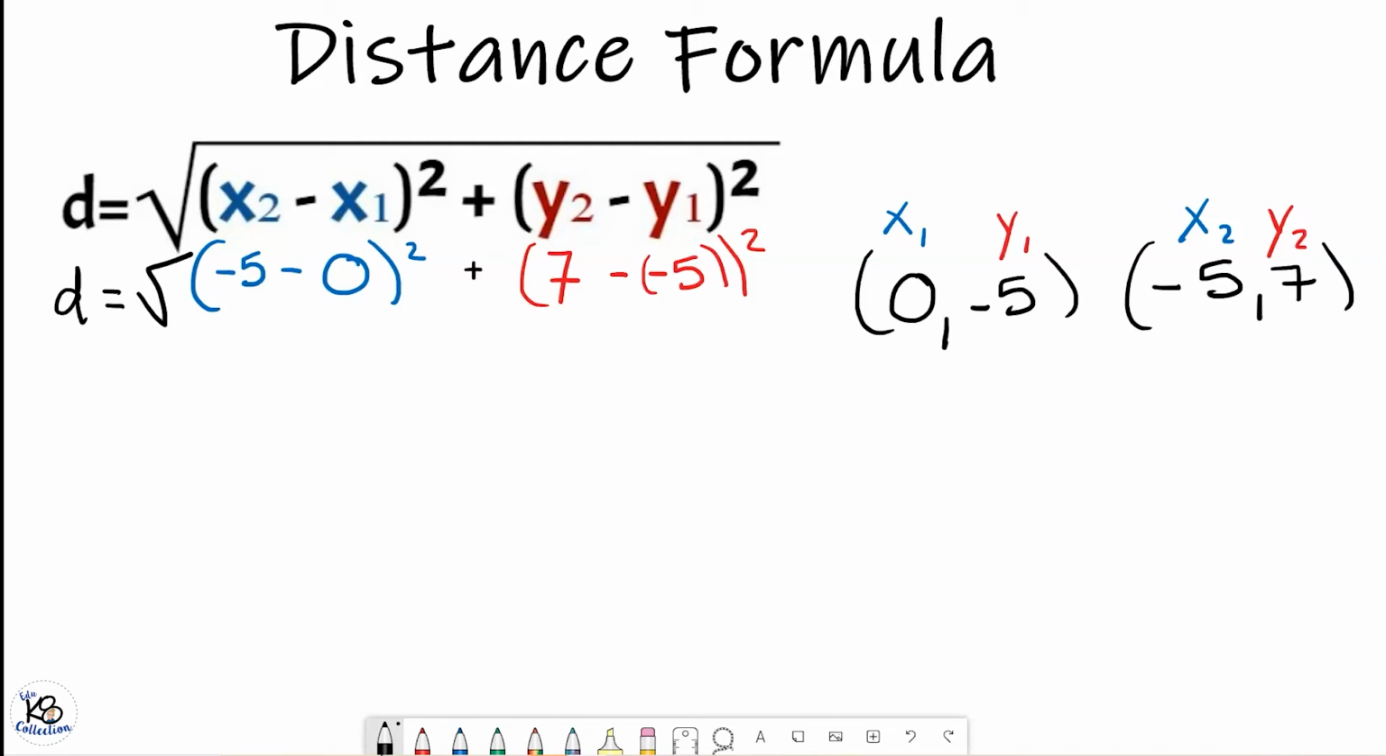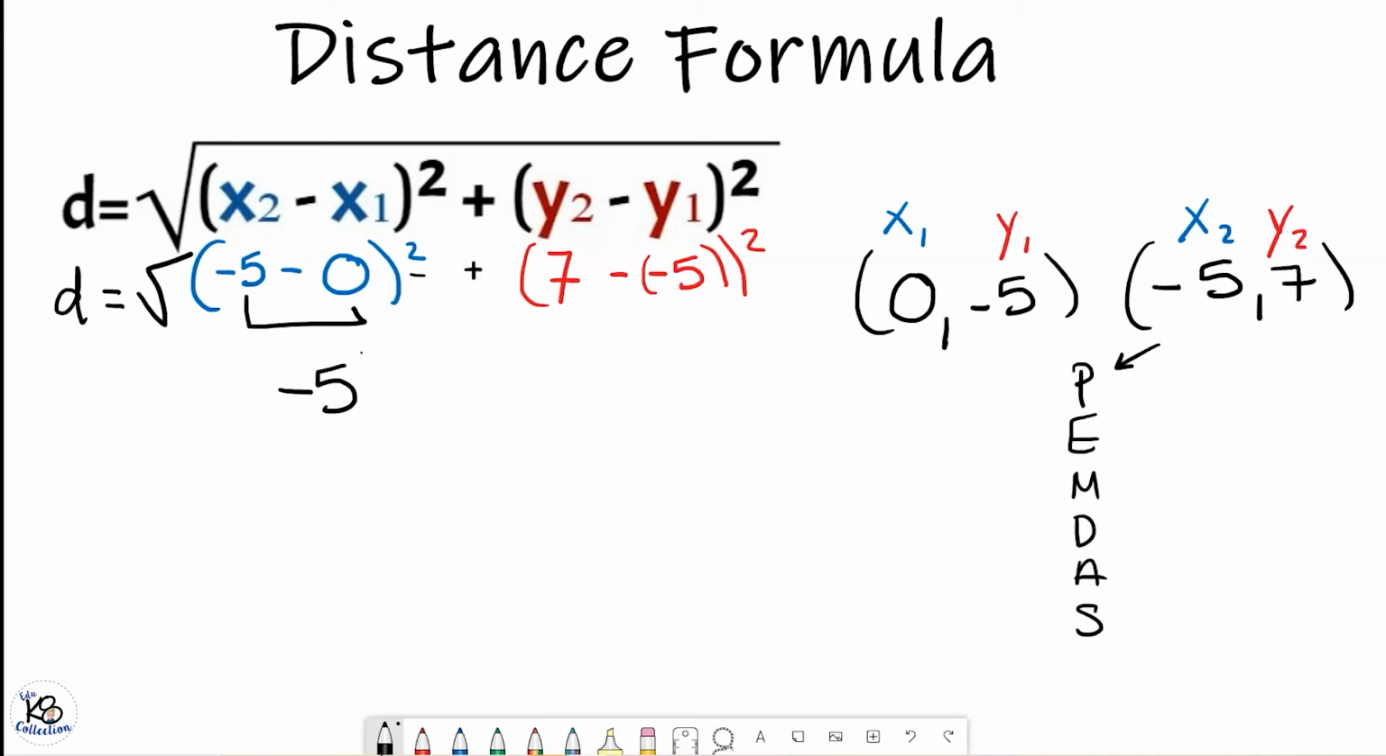Now I need to solve. And in order to solve, I have to follow the PEMDAS order. So from the top, the first P stands for parentheses. So I need to solve within the parentheses. So that means I'm going to subtract 0 from -5, or -5 minus 0, which is just -5.